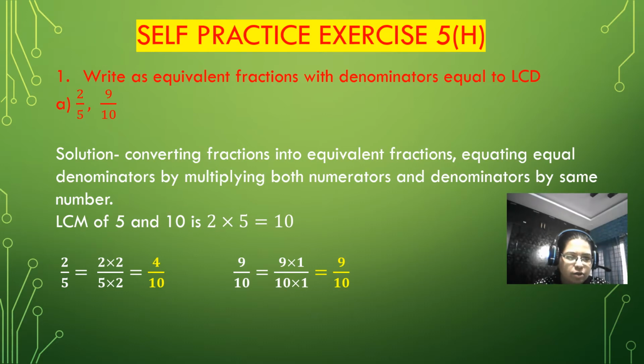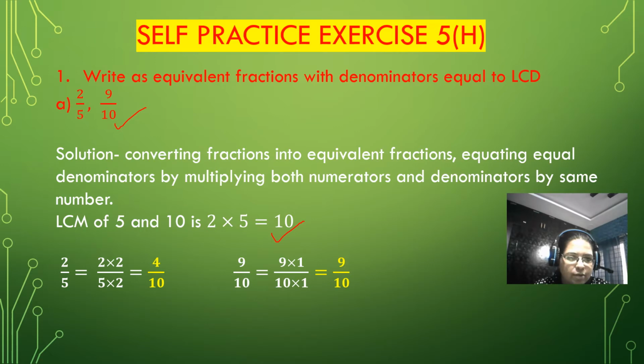Here the given fractions are 2 divided by 5 and 9 divided by 10. The denominator of 2 divided by 5 is 5 and the denominator of 9 divided by 10 is 10. So first we have to find the LCM of the denominators 5 and 10. The prime factorization of 10 is 5 multiplied with 2. So the LCM of denominators 5 and 10 is 5 multiplied with 2, that is 10.